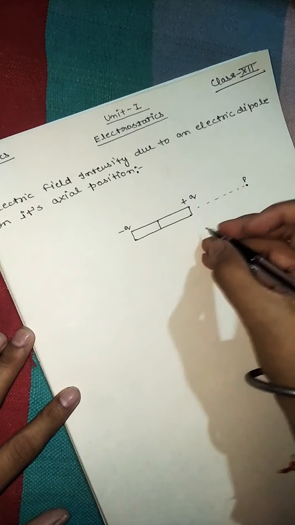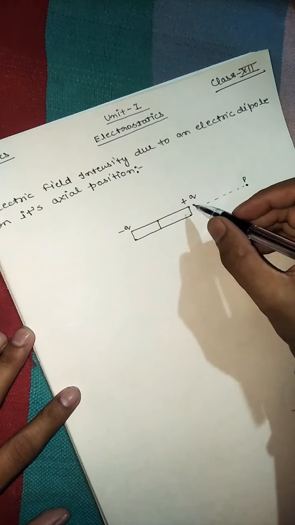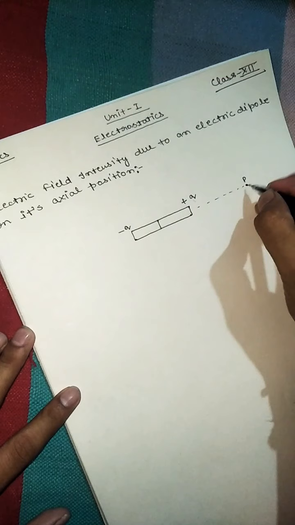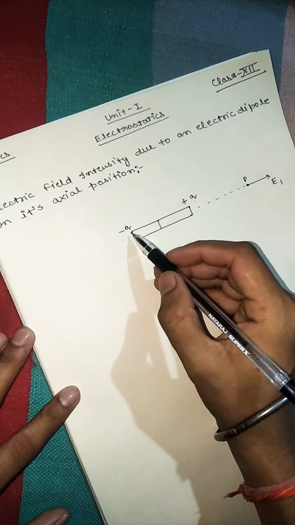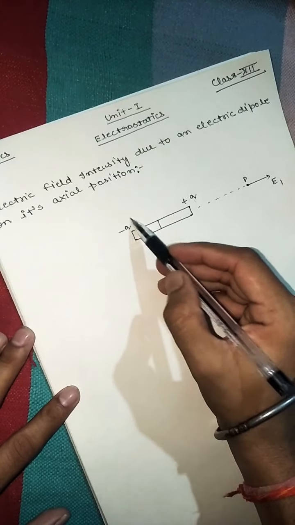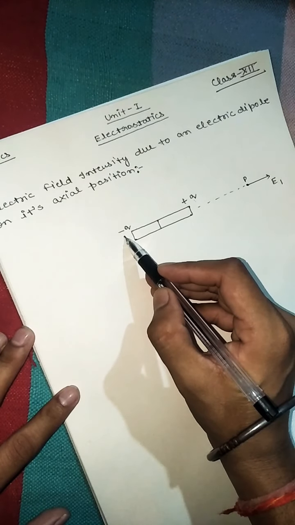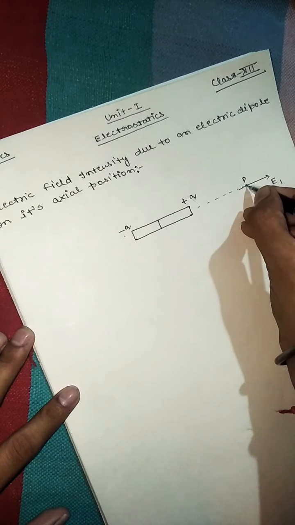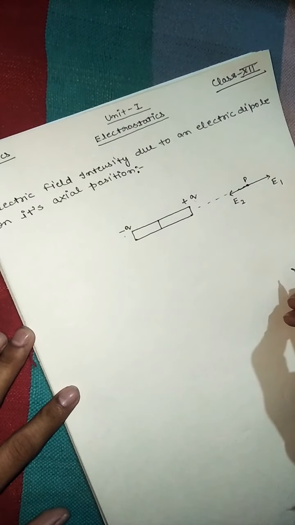Let us consider E1 be the electric field due to plus q charge, and we know that due to plus q charge the electric field intensity is always directed outward, so E1 would be outward. And let E2 be the electric field intensity due to minus q charge, and as we know, due to a minus charge it is always inward, towards that particular charge, so E2 would be downward.